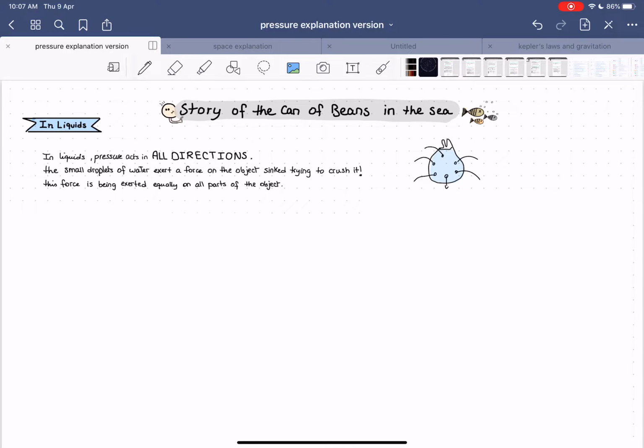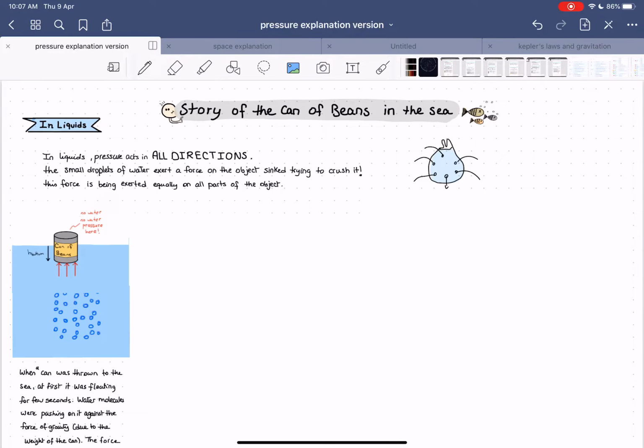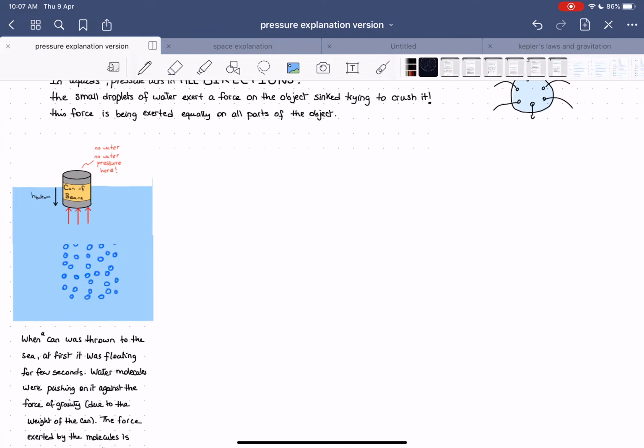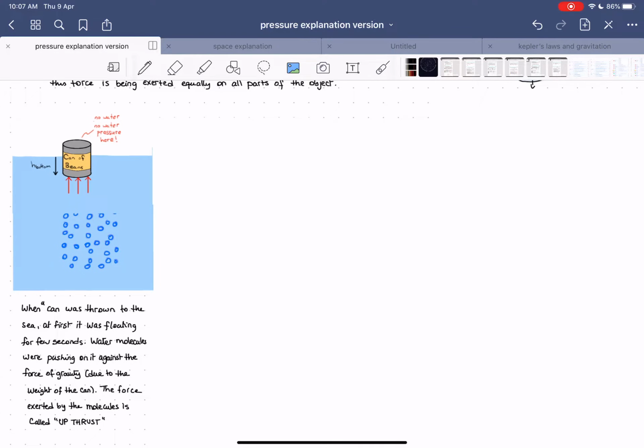Okay, so now we're gonna see the story of a can of beans that is being thrown in the sea, and it will explain to us how the pressure in liquids actually acts. So first thing, when a can of beans was thrown to the sea, at first it was floating for a few seconds. As you can see here, we have the water particles, and that's the first line of defense. Water particles that are closer to the surface try to resist the thing that happened to them, which is the can being placed in their medium.